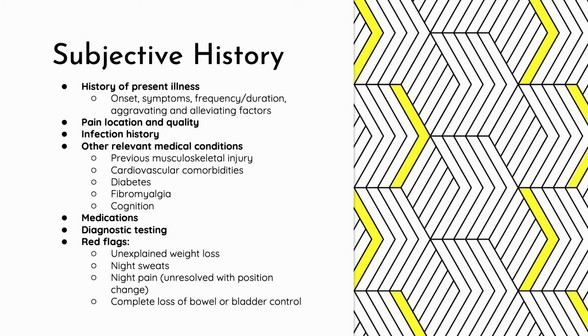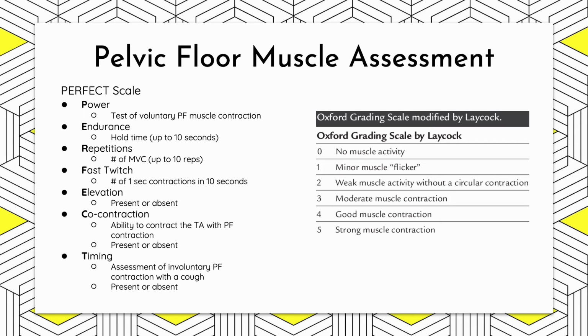Complete loss of bowel or bladder control may indicate cauda equina syndrome, which should be treated immediately. Pelvic floor muscle contraction is tested using the PERFECT scale, with the patient in hook-lying position and with the therapist facing the patient. The therapist inserts a gloved and lubricated digit into the patient's vaginal introitus and first assesses the patient's ability to contract the pelvic floor.